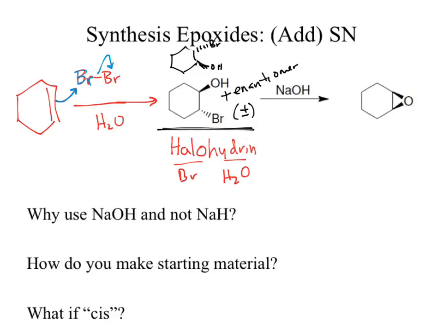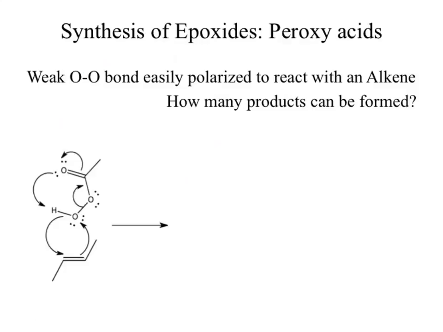Other questions? Okay. The epoxides with our peroxy acids. So this is the MCPBA example. We've got arrows actually drawn out here. I'd intended to remove the arrows, but that didn't quite happen.